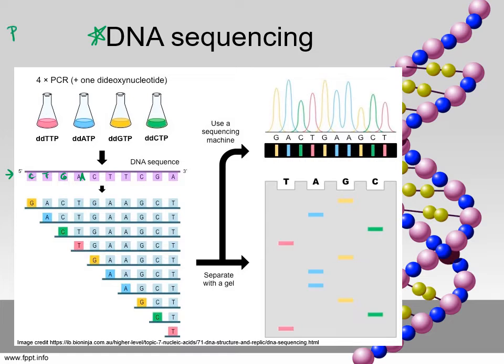We do a super cool thing called PCR, polymerase chain reaction, to make lots of copies of it. In our PCR, what we're going to do is have lots of A's, T's, C's, and G's so that we can make those copies.